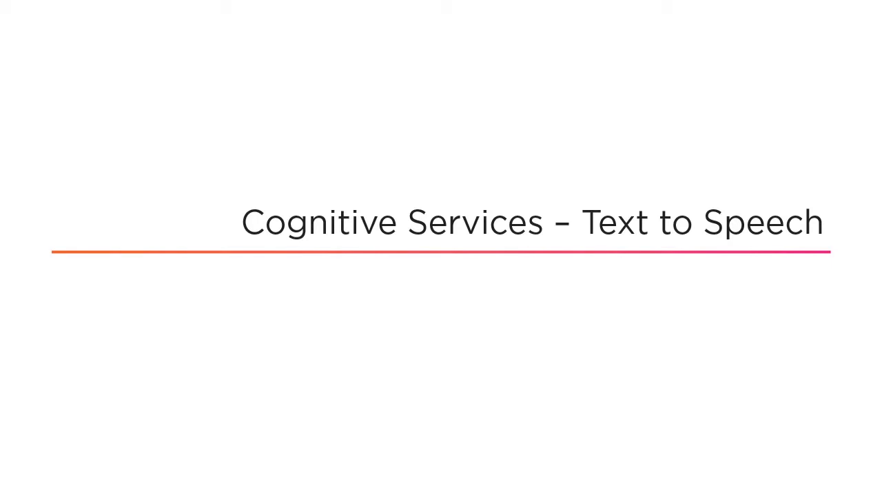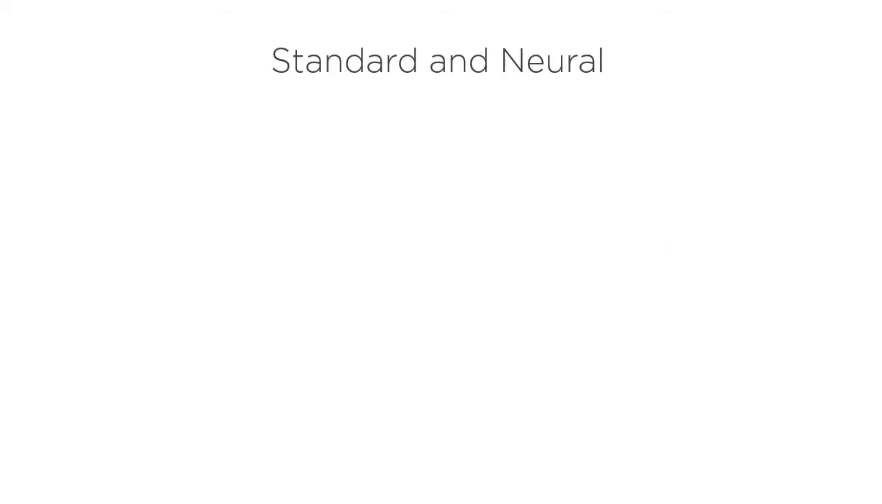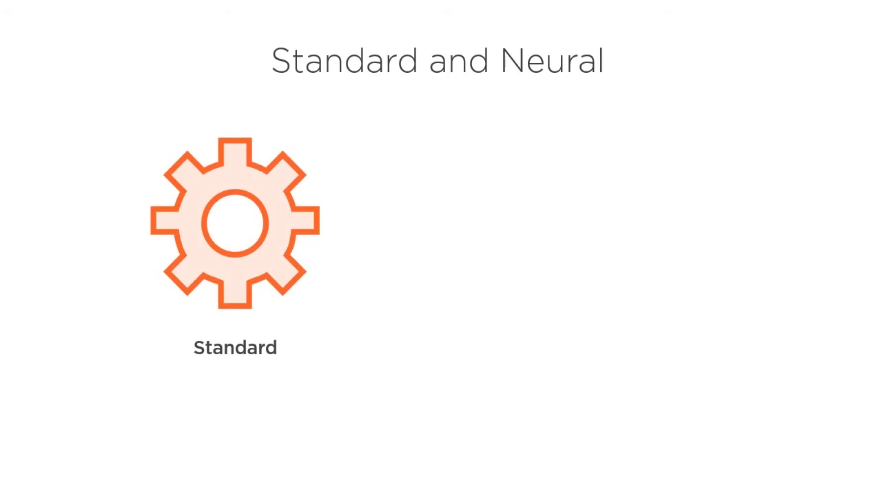Neural and standard versions. So there are two types of voices you can use from Cognitive Services text-to-speech. The first is standard or traditional. These text-to-speech systems break down prosody into separate linguistic analysis and acoustic prediction steps that are governed by independent models, and that can result in a muffled, buzzy voice synthesis.